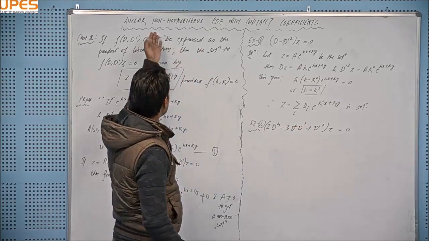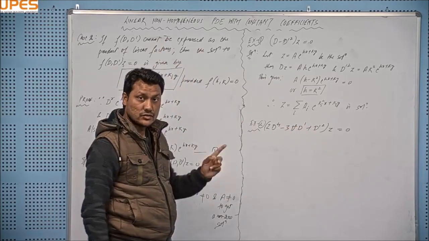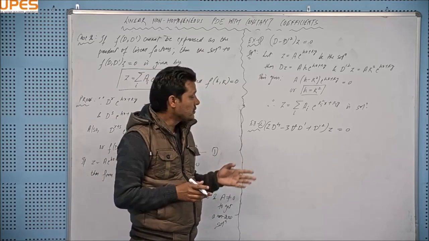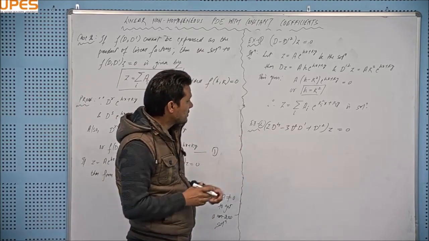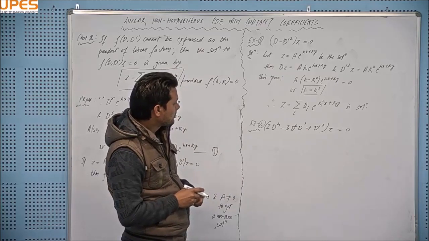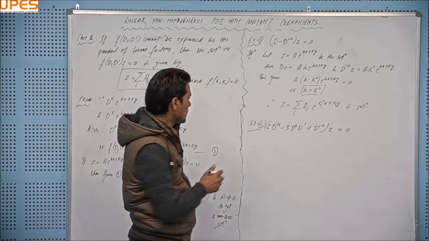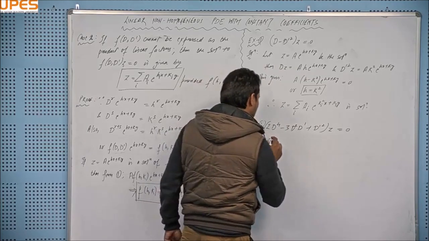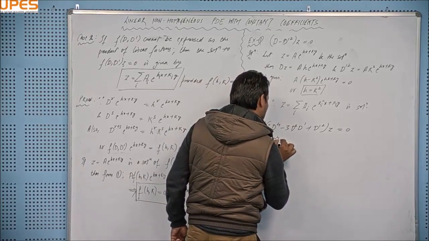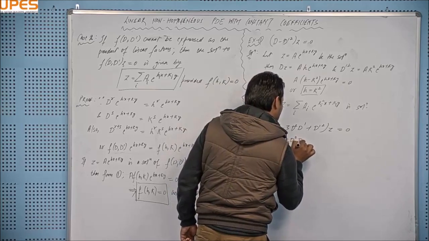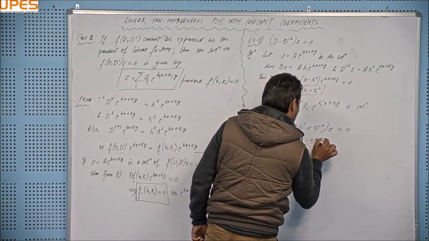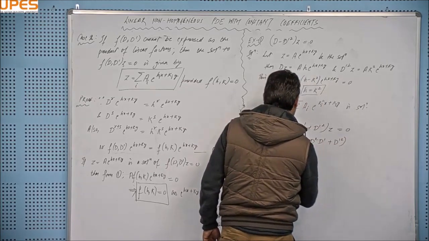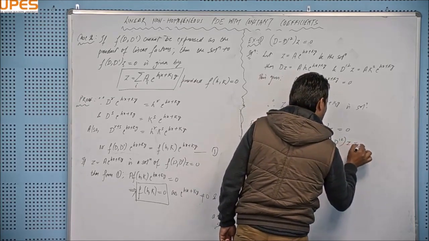It is non-homogeneous. Second thing you notice: are you able to factorize it in terms of linear factors? Can you take something common or factorize it? Yes, I think we can factorize it. Let me try to factorize it. 2D to the power 4 minus 2 D square D dash minus D square D dash plus D dash square z is equal to 0.